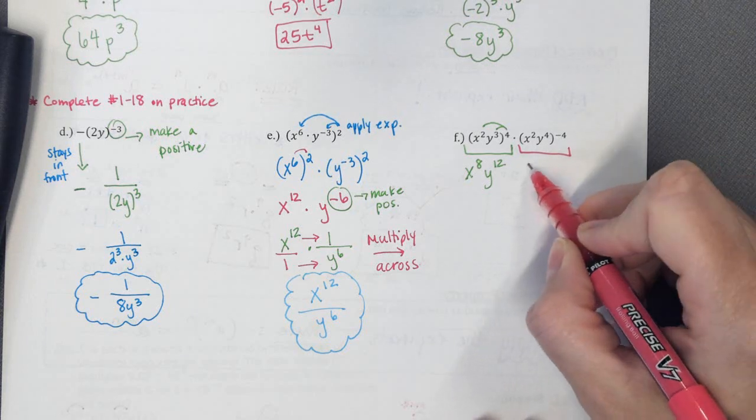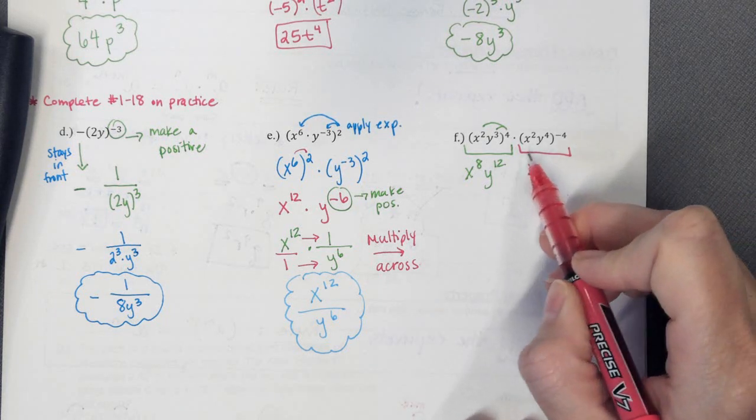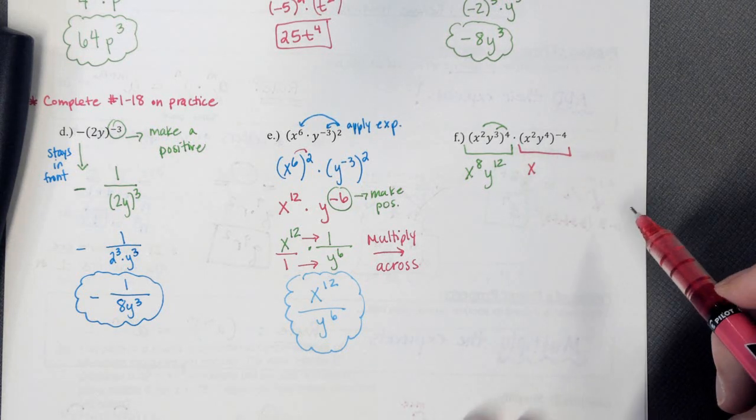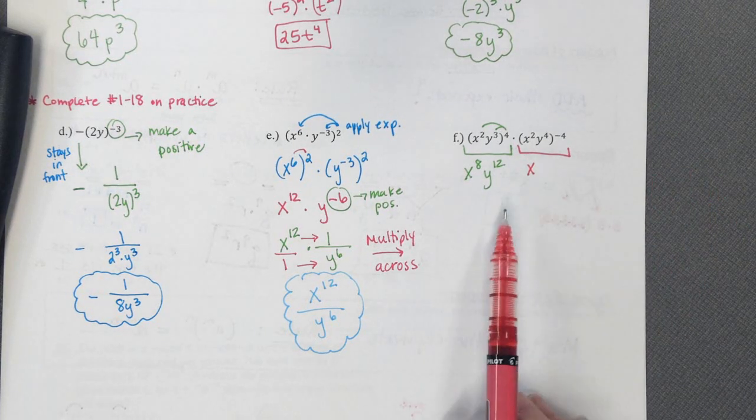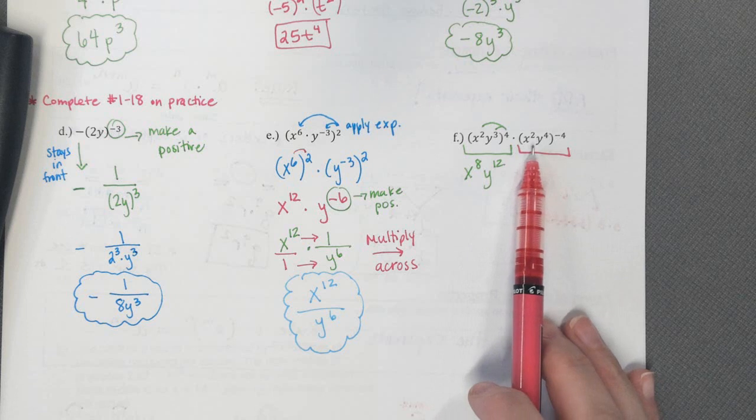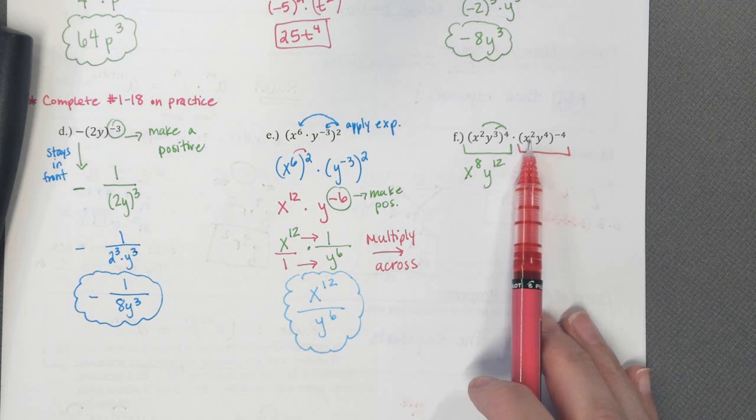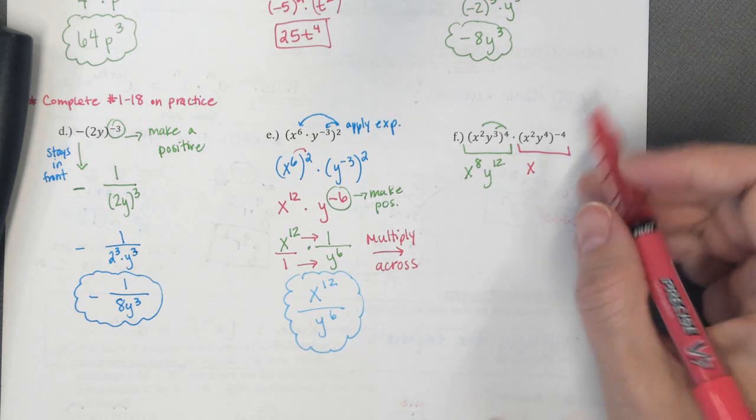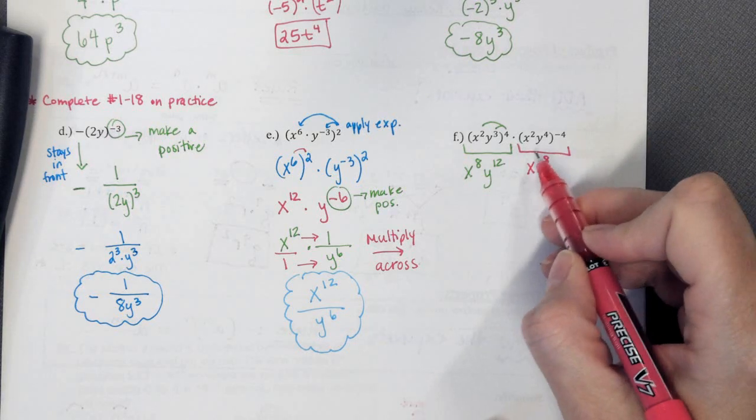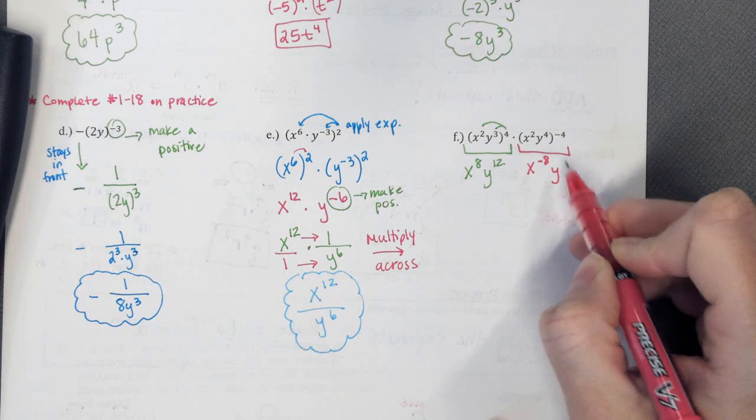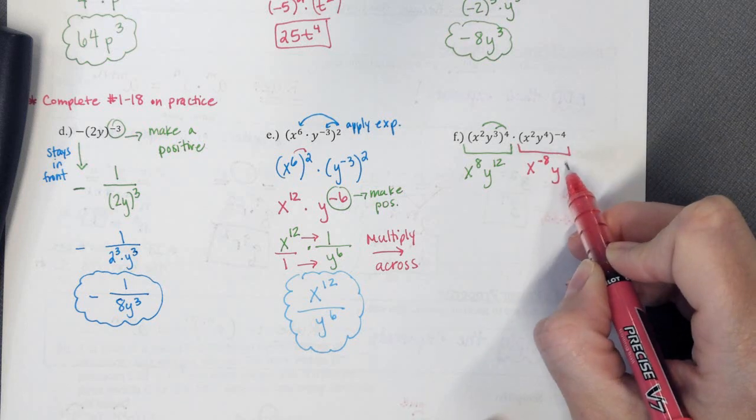Okay, so Gabe, what should be my exponent on x for this one? So you should be multiplying the 2 by the negative 4. So you get negative 8. Okay, and then Reagan, what about the y? What should be my exponent on that?